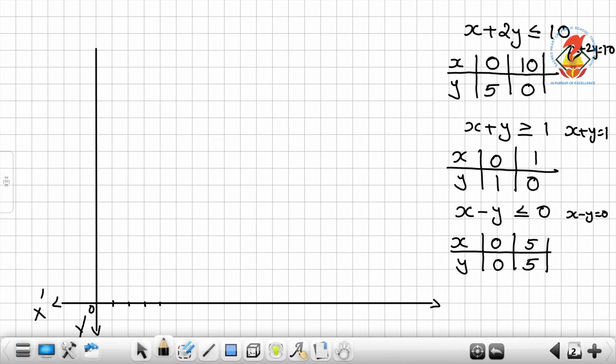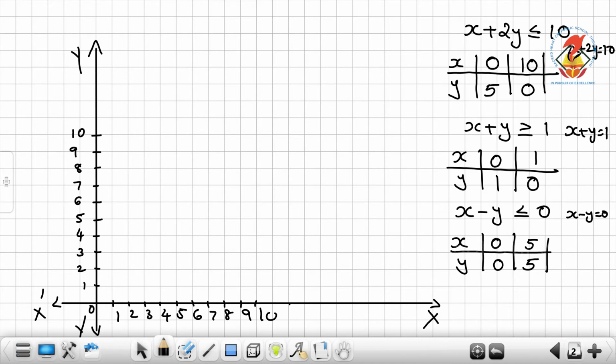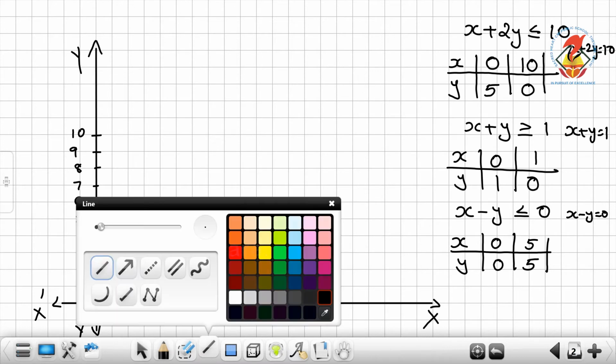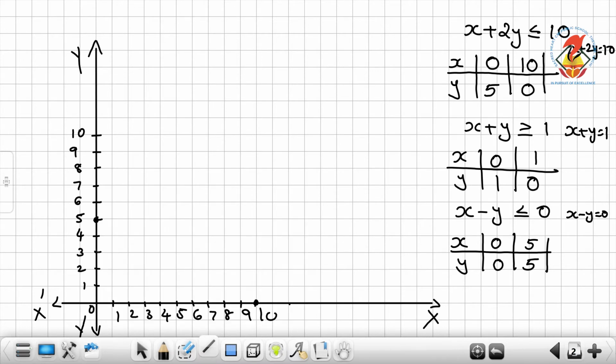So 1, 2, 3, 4, 5, 6, 7, 8, 9, 10. Here 1, 2, 3, 4, 5, 6, 7, 8, 9, 10. So first one is 0, 5 and 10, 0. Broken line or dotted line? No, it is a darkened line. So draw the line.